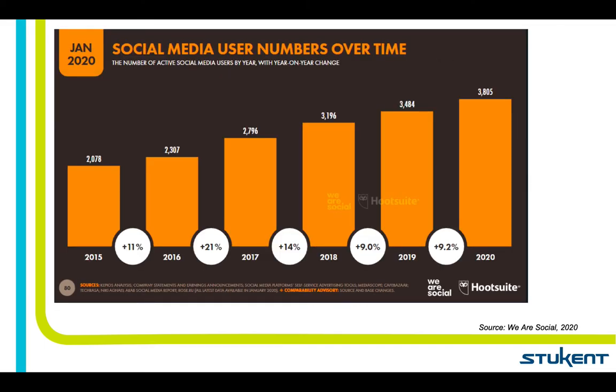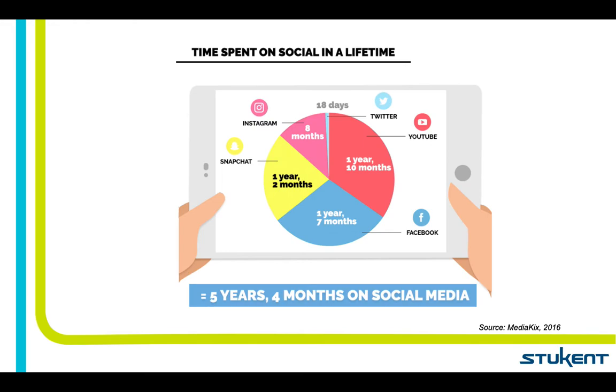So over time, just in the last 5 years, the number of active social media users, with year-over-year change, has grown very significantly. The number of users is up nearly 83% in the last 5 years. All this time we spend on social media can add up to almost 5 years of your life spent on social media.